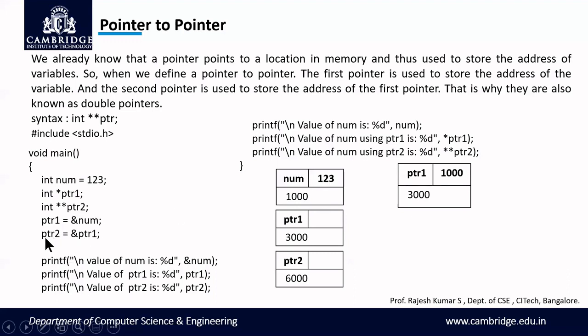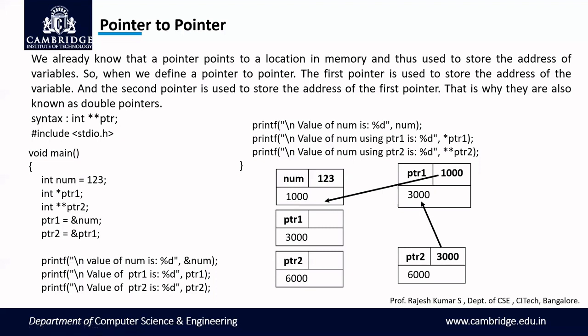In the second line, observe ptr2 equals address of ptr1. What is the address of ptr1? 3000. 3000 is stored in the second pointer. So ptr2 has got 3000, which is nothing but the address of the first pointer. Now how do we relate it? The first pointer holds the address of the variable, and the second pointer holds the address of the first pointer. This is called pointers to pointers, or double pointers.